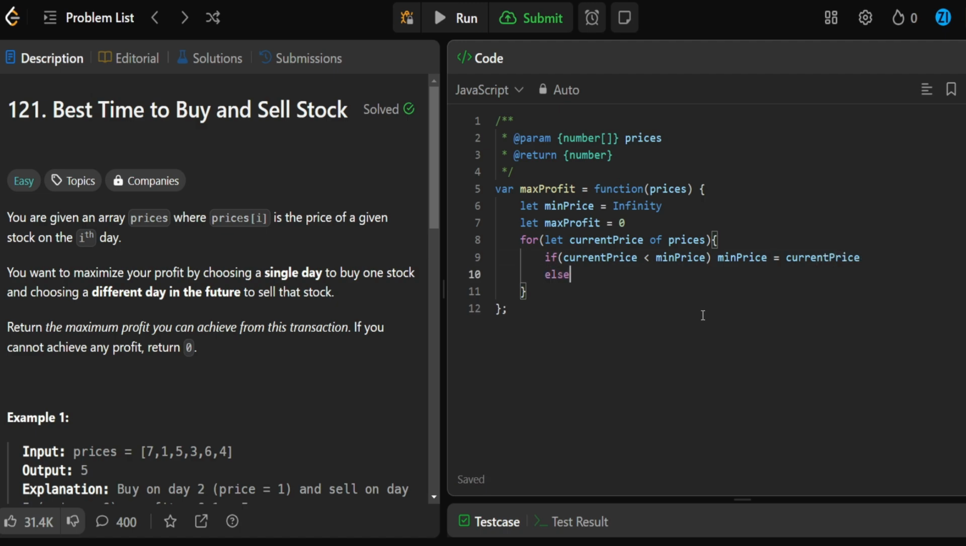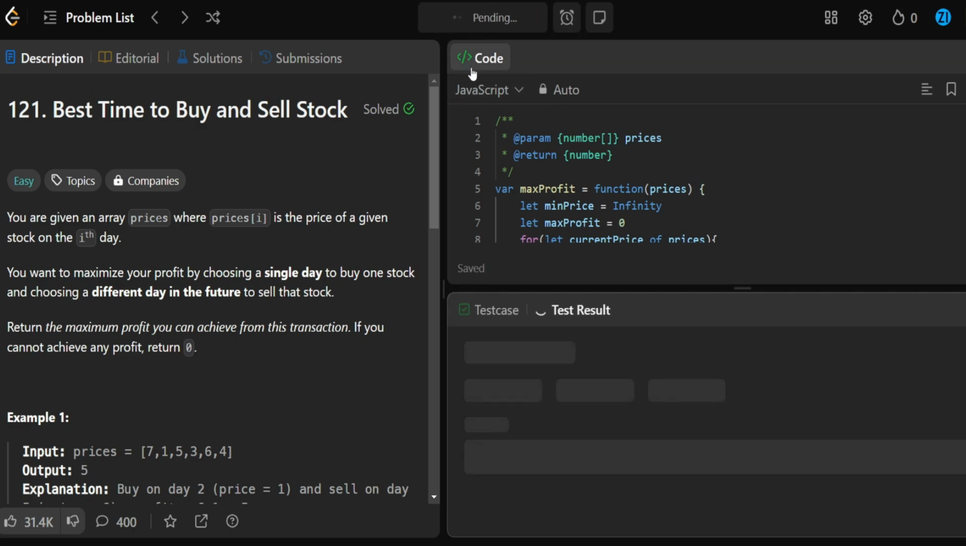And we're going to say else if current price minus min price is greater than max profit. If that's the case, we want to update max profit to be equal to current price minus min price. Simple as that. Now let's return max profit at the end. That's going to be it, just like we saw in the slides.